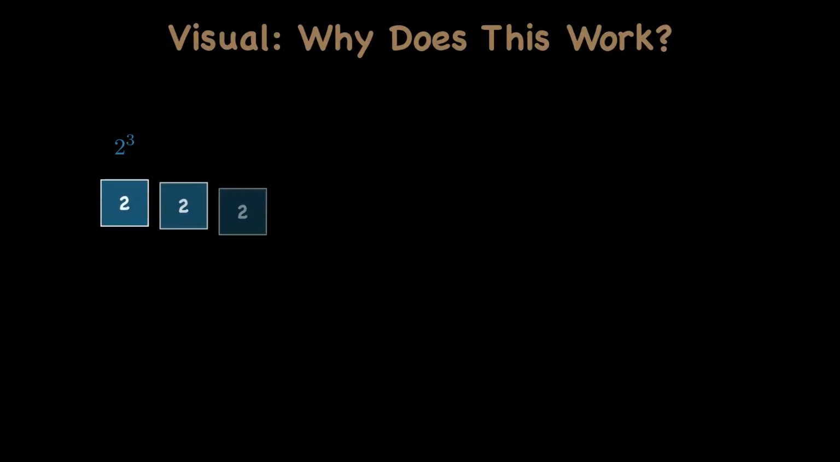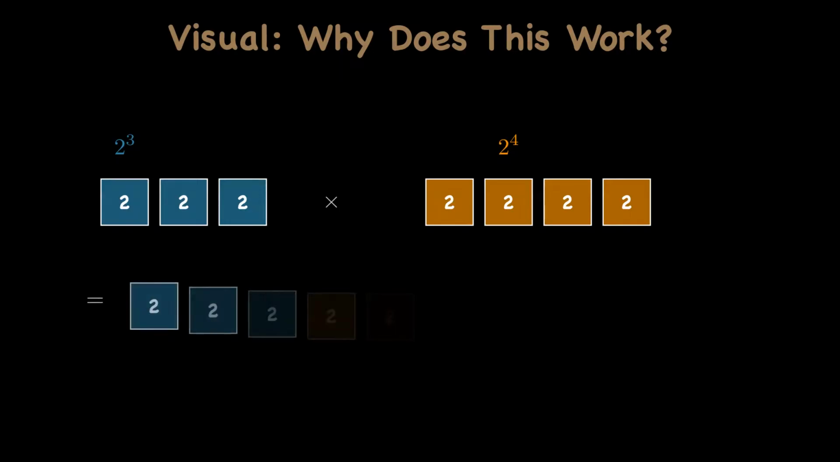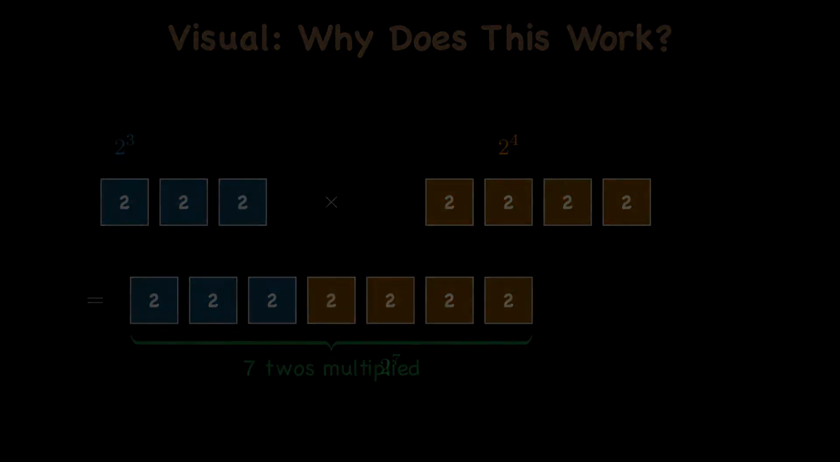Let us see why this works visually. 2 to the power of 3 means 3 2's multiplied together. 2 to the power of 4 means 4 2's multiplied together. When we multiply them together, we just combine all the 2's. 3 2's plus 4 2's gives us 7 2's multiplied together. That is 2 to the power of 3 plus 4, which equals 2 to the power of 7.